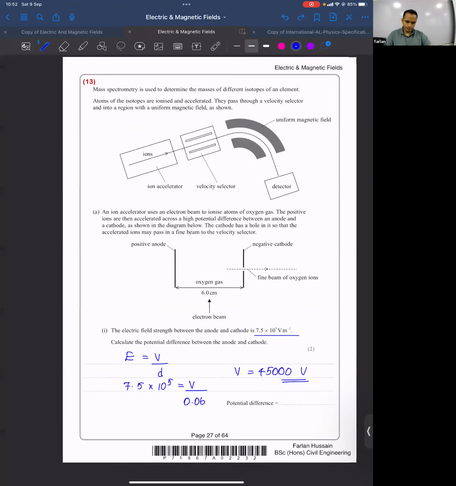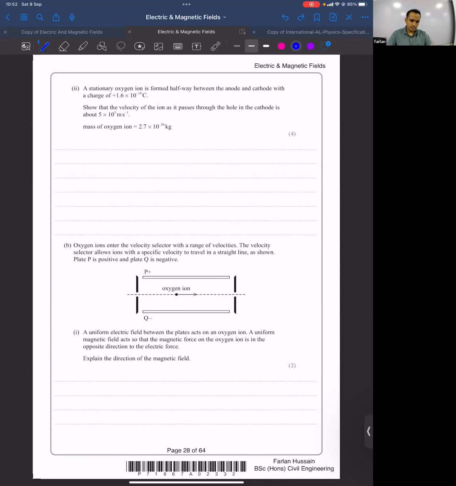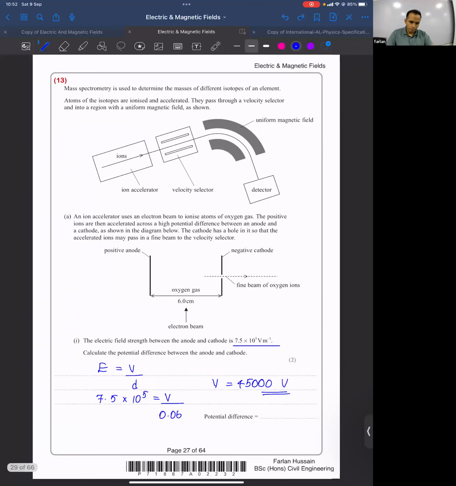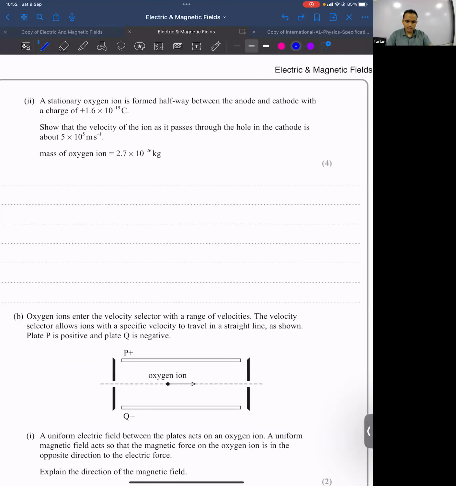The next one. A stationary oxygen ion is formed halfway between the anode and cathode with a charge of 1.6 × 10^-19 coulomb. Show that the velocity of the ion as it passes through the hole in the cathode is about 5 × 10^5 meters per second. Mass of oxygen ion is given. Can you give a try?